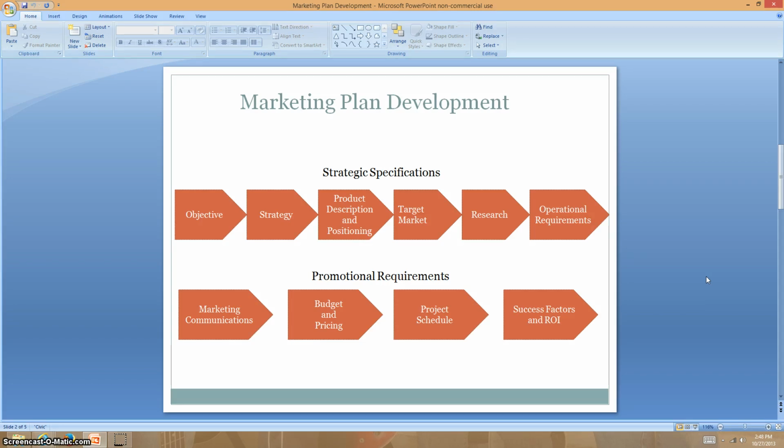Next is promotional requirements. Marketing communications. What is the marketing mix going to be? What are the appropriate channels to market? And how often and to who? Budget and pricing. Obviously, when you're producing a new product, you need to have some funding or some budget as far as getting things started, as far as launch and development.